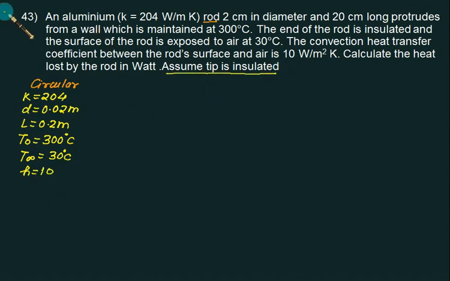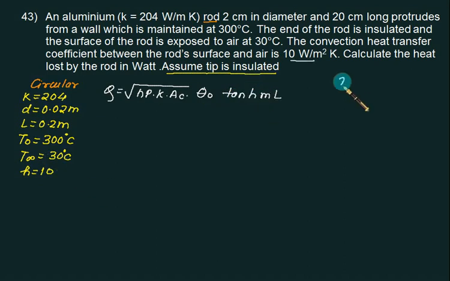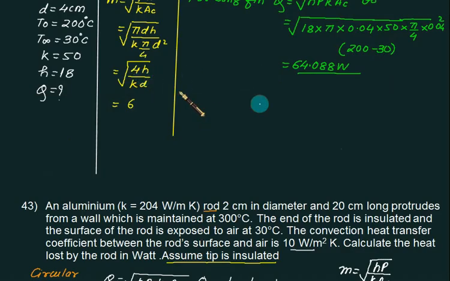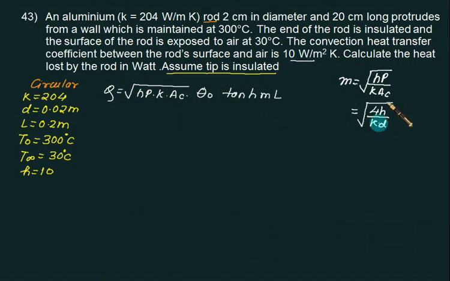So we have the formula for Q equals the square root of h P k A_c into theta 0 into tanh of mL. First of all we'll calculate m, and it is a circular section. It is known that this value will be equal to the square root of 4 times h by kd. So you can put for this value: the square root of 4, h is 10, k is 204, and diameter is 0.02. So this answer is 3.13.